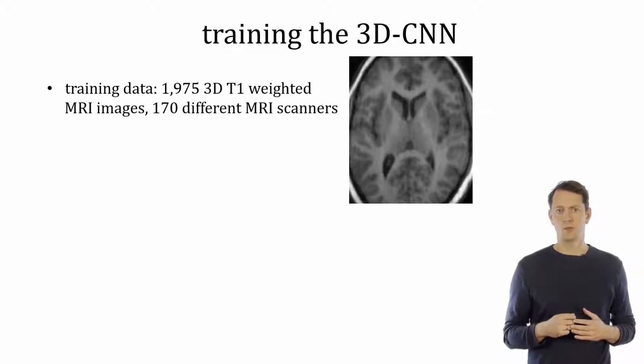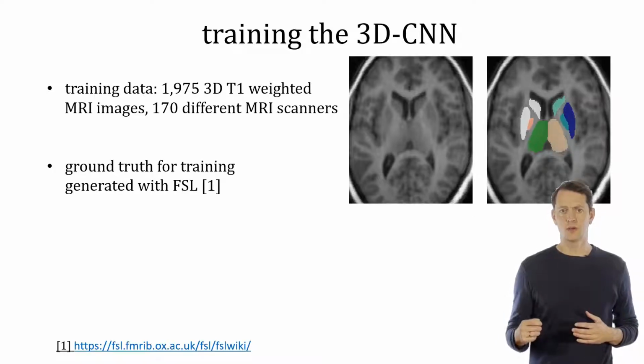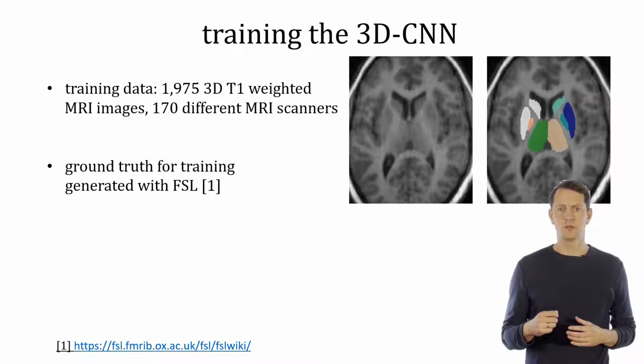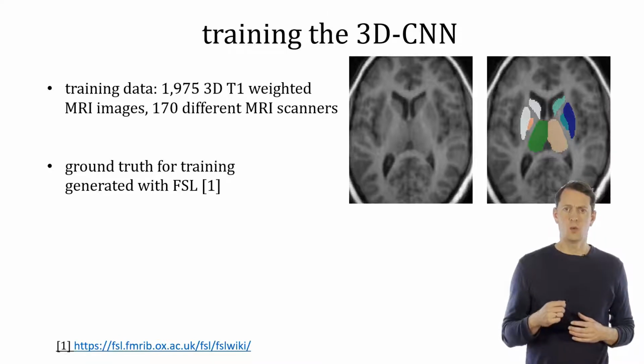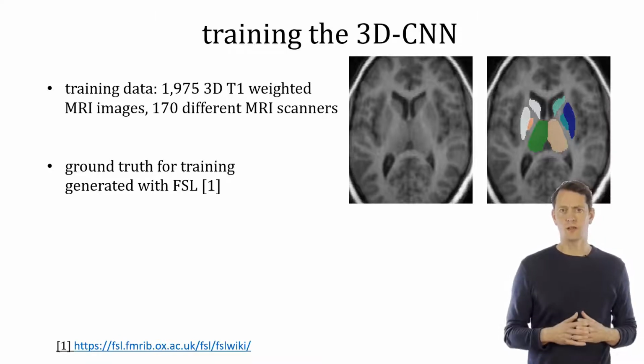As a second step, we had to generate thalamus ground truth segmentations for the training. Since it was clearly not feasible to segment the thalamus in all images manually, the ground truth segmentations for the training were generated automatically by the FSL software.